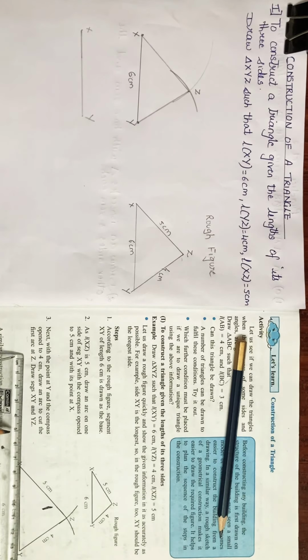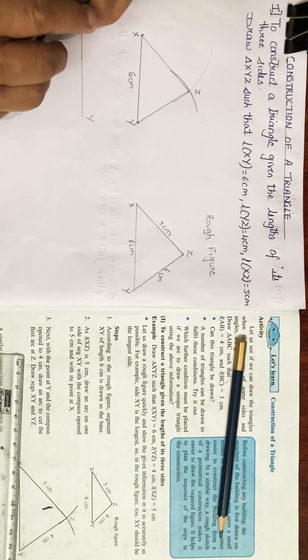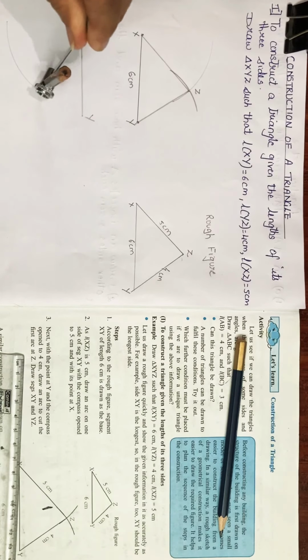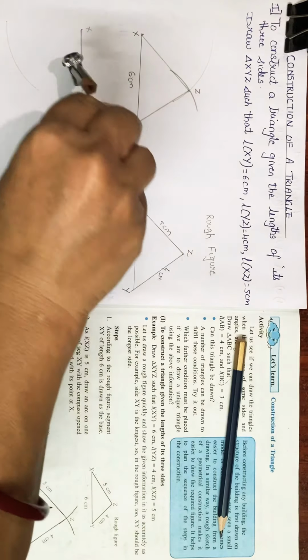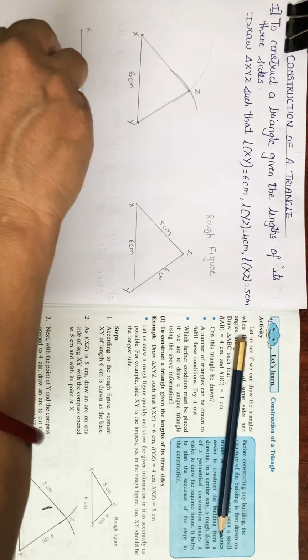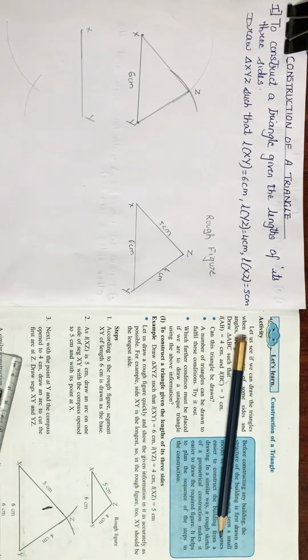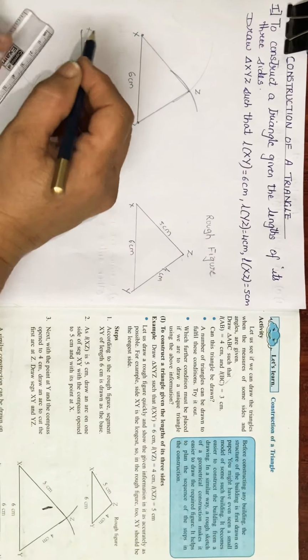I hope you can see this. Yes, 5 centimeters. So we can keep the pointer on X and draw an arc. Similarly, let's take 4 centimeters, and again keep the pointer on Y and cut the first arc. Now let us join these two segments.